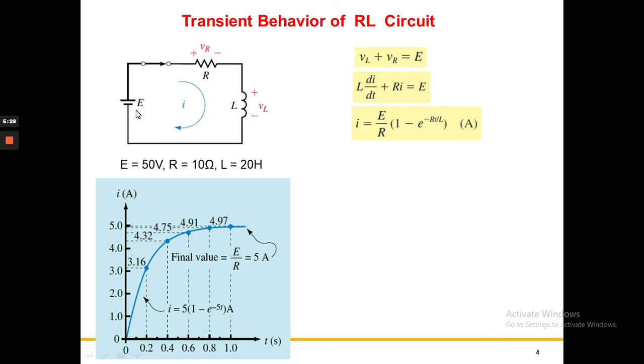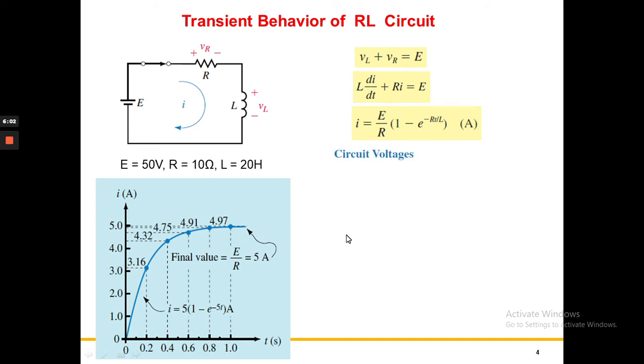That means after steady state, this current will reach the supply voltage divided by the resistance: 50 volt divided by 10 ohm, which comes to 5 amperes. It will take a finite time to reach from the initial value to the final value. This period is called the transient period. After this, it will achieve the steady state, and then the current remains the same, constant.